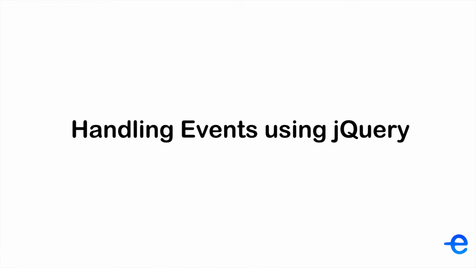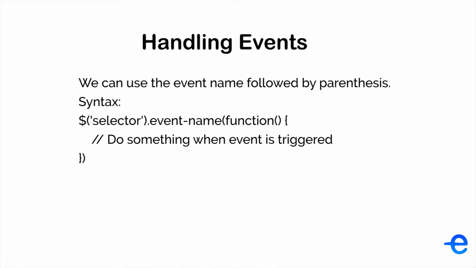In this video, we will learn how to work with events using jQuery. We can use the event name followed by parenthesis. So this is the syntax to handle events on selected HTML element or elements. So $selector, so this will select HTML elements, dot event name and parenthesis. So for example, you wanted to add a click event, so this will be click followed by parenthesis, and inside the parenthesis you pass your event handler function.